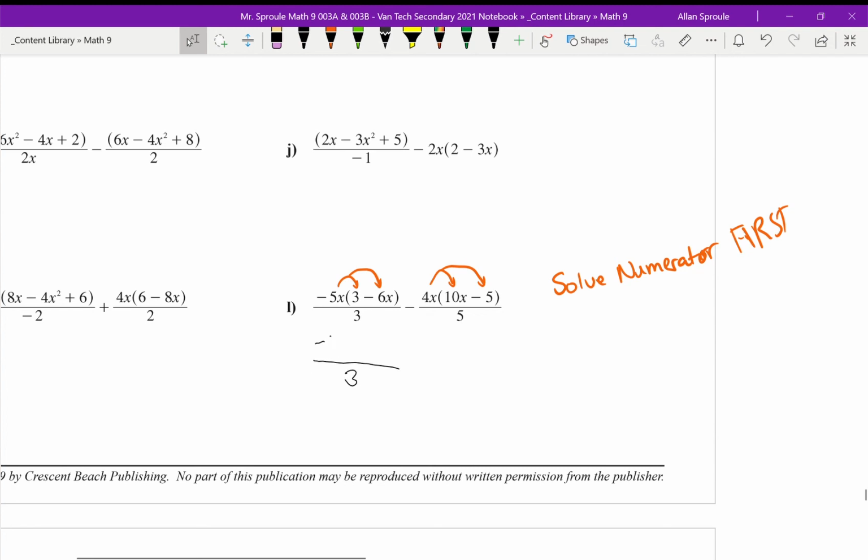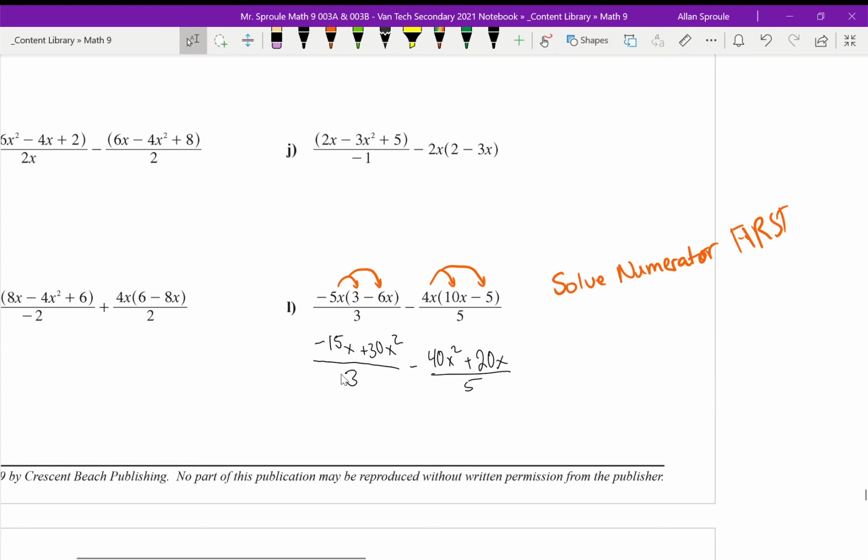So I have negative 15x for my first term. Negative 5 times negative 6 is going to give me positive 30, and it's going to be x squared. Then here, negative 4x times 10x is going to give me 40x squared. My apologies, negative and negative give me a positive 20x over 5. Now from here, what I would do is see if I can reduce each of these.